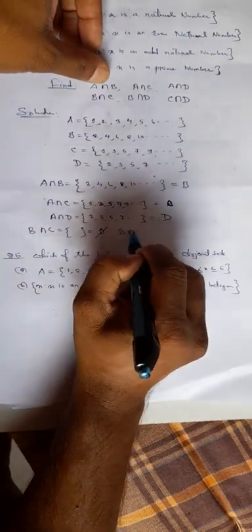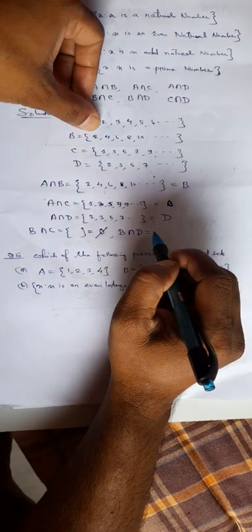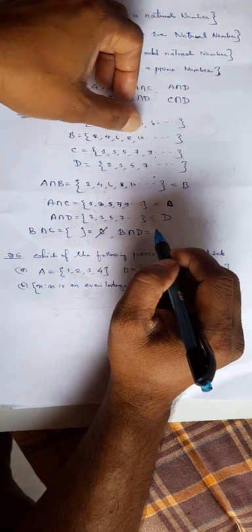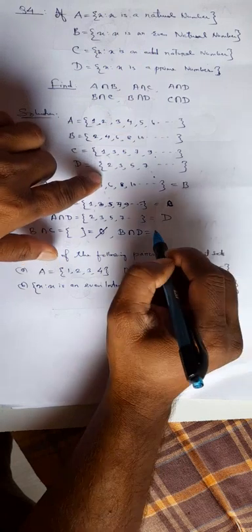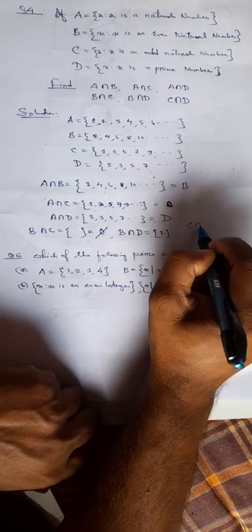Similarly, B intersection D. Here you see these are even numbers and these are prime numbers. Now there is only one common element here. This is the even prime number, 2. It's a singleton set.